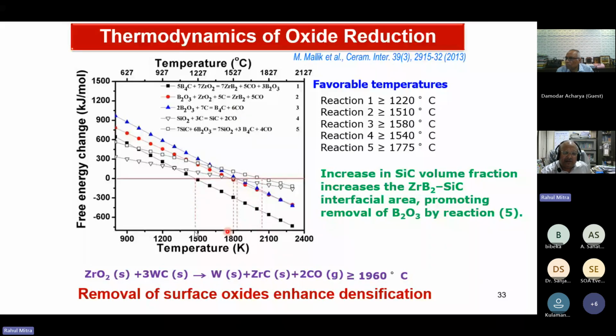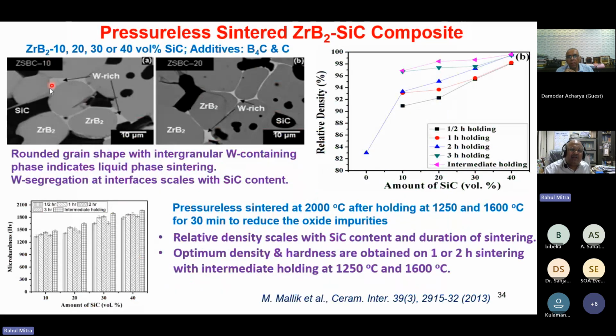And we also found, because we used tungsten carbide vials and balls for milling in the ball mill for mixing, there were some tungsten carbide impurities. And so tungsten carbide also helped in reducing the oxide impurities, and it left certain tungsten, tungsten carbide cobalt type impurities in the powder. And when we did the pressureless sintering, we found there was a tungsten rich boundary phase formed over here, and the grains are rounded in shape.